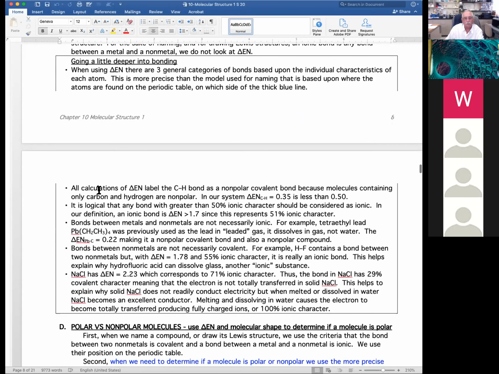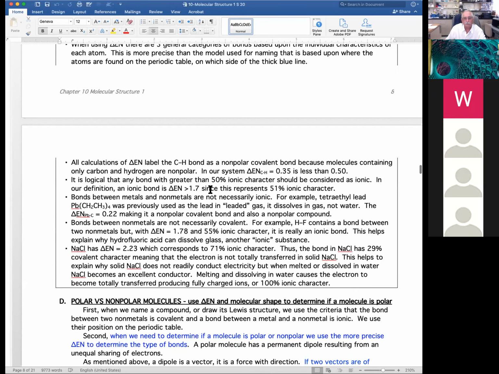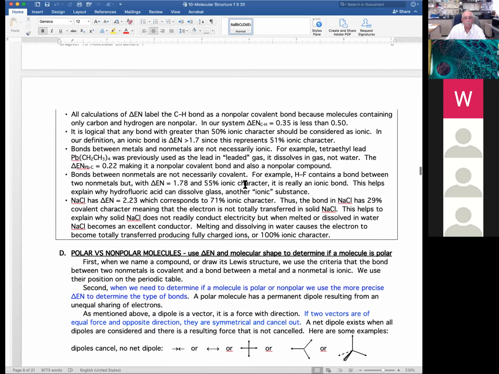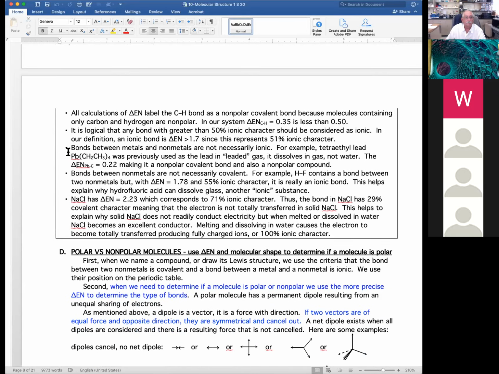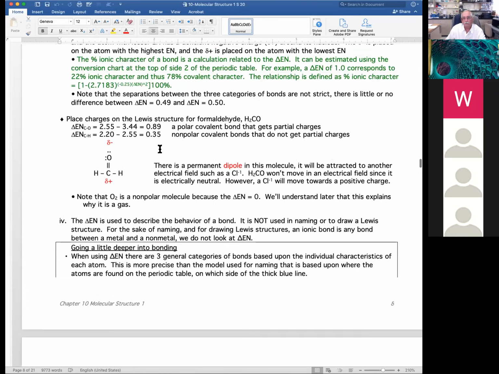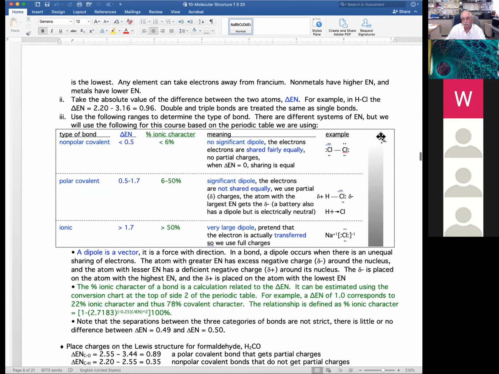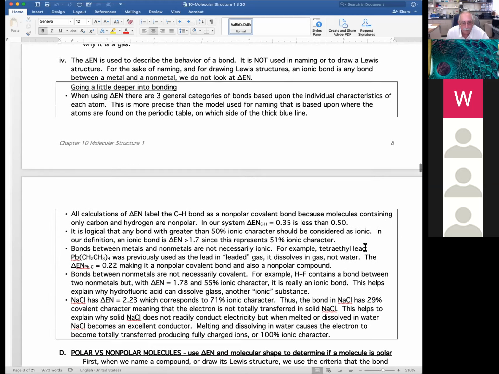So here's the reason why I chose less than 0.5. Here's the reason why I chose greater than 1.7. And here's the other thing. I put this line over here to show you that we may have completely white, because the difference in electronegativity can be 0, but it never gets black. It's simply grades of gray. It gets more gray and more gray and more gray. And here's an example of that.